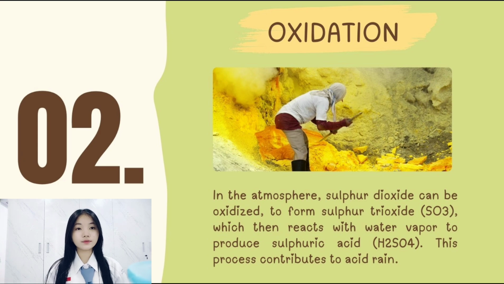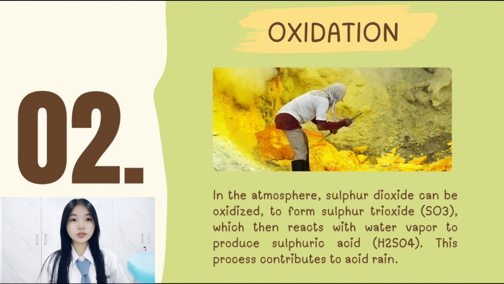Next, after the sulfur is released to the atmosphere, the next stage is oxidation. Oxidation is the process of sulfur compounds reacting with oxygen or other oxidizing agents. First, in the atmosphere, hydrogen sulfide will be oxidized into sulfur dioxide and will be oxidized again into sulfur trioxide. And then sulfur trioxide will react with water and form sulfuric acid. Sulfuric acid in the clouds will mix with rainwater and lead to acid rain.